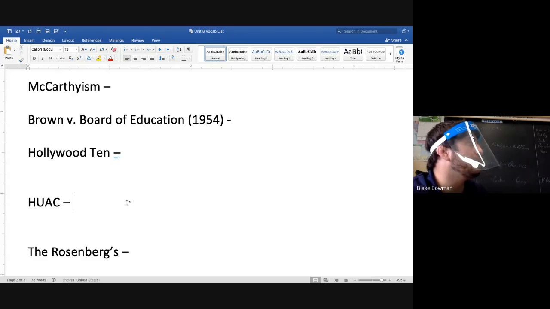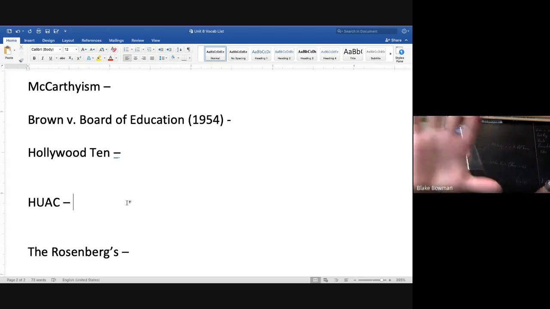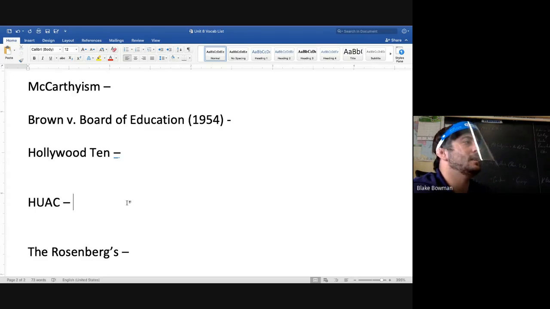So Brown versus Board of Education. This ended segregation of public schools. Okay. More so, we see this in the South. And a lot of these southern states try to hold on to this separate but equal idea that was set up in Plessy versus Ferguson in the late 1800s.